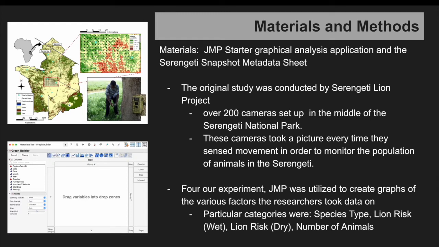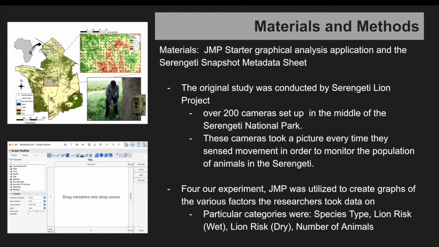The materials used in this investigation consist of the JMP Starter graphical analysis application, which was provided to us by our lab coordinator, and the Serengeti Snapshot metadata sheet, which included all of the data collected by zooniverse.org. This data was collected by putting over 200 hidden cameras in the Serengeti National Park, and these cameras took pictures every time movement was sensed. The goal of the experiment was to monitor the population of the different species in the Serengeti.